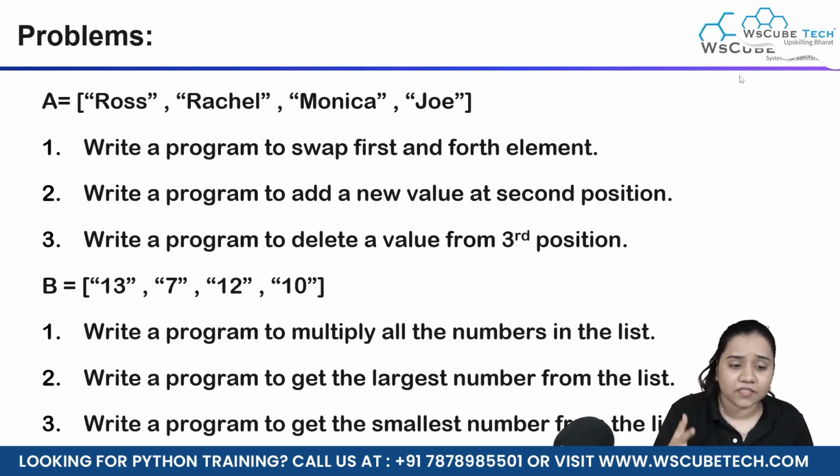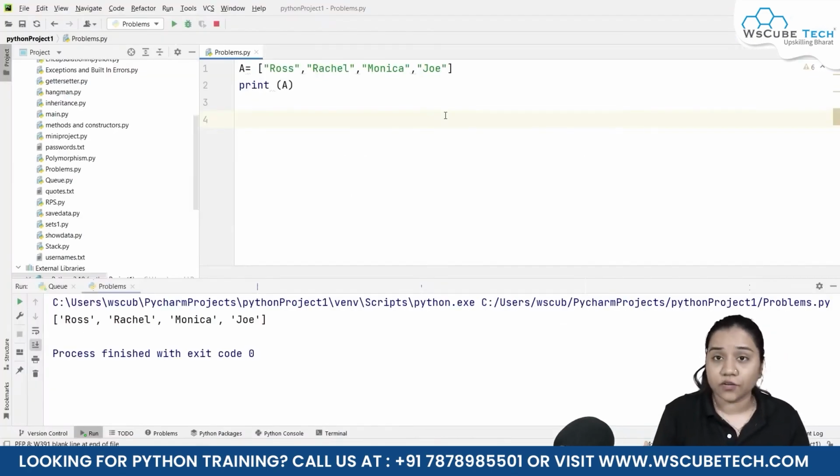Moving ahead with the next part of this question. Here it says to write a program to delete a value from the third position. So let's see how to delete a value from a third position. Now here we clearly know that our pop method allows us to remove something from the list. But with the help of the pop method, we can only remove the last element from the list. What if we want to eliminate a value which is in the middle of the list or which is at a defined position? So for that we will be using a delete function over here.